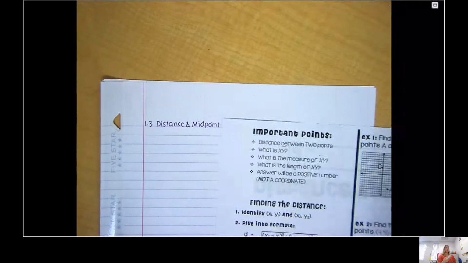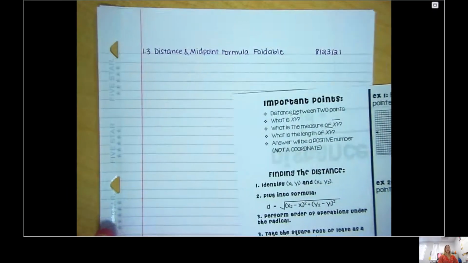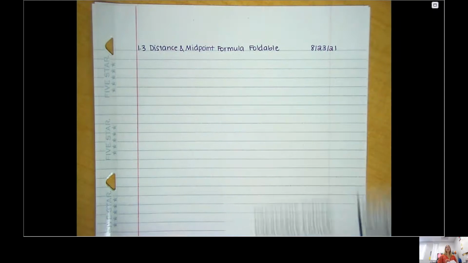You should also have a brand new page in your notebook titled and dated as 1.3 distance and midpoint formula foldable, because we're going to take this foldable when we're done with it. We're going to glue it into our notebooks. Okay. So I'll give you a moment to title and date it.